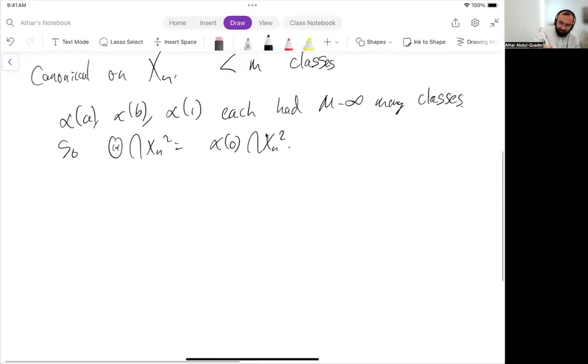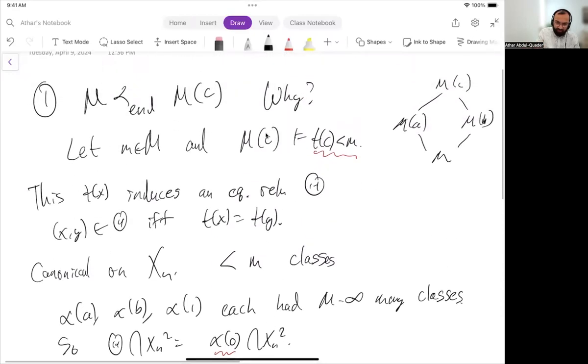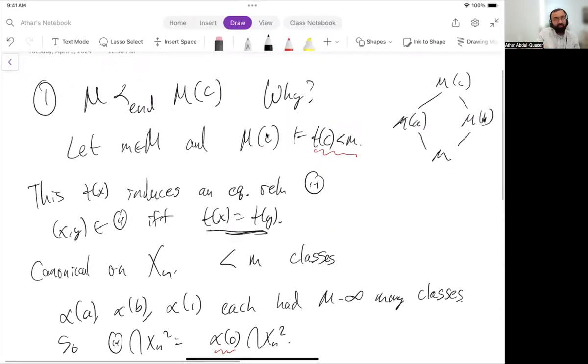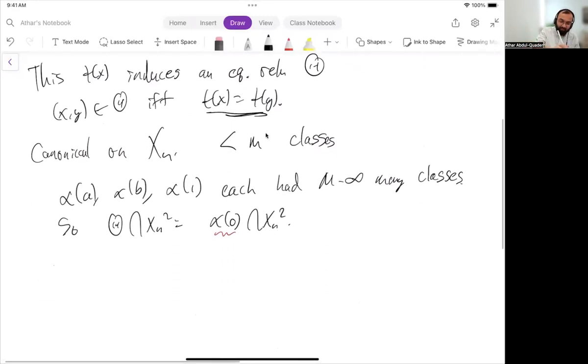And so what does that mean? Alpha of 0 is the trivial relation. So that means that theta is trivial. Everything is equivalent to everything else. And if everything is equivalent to everything else, that means just t of x and t of y are always equal. That means t is constant, so t restricted to xn is constant.